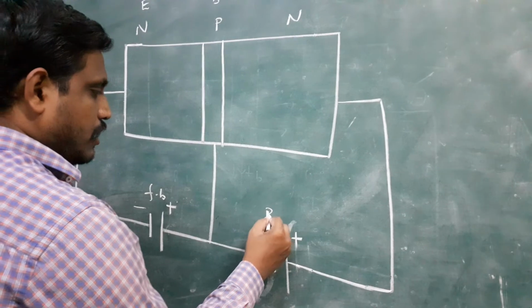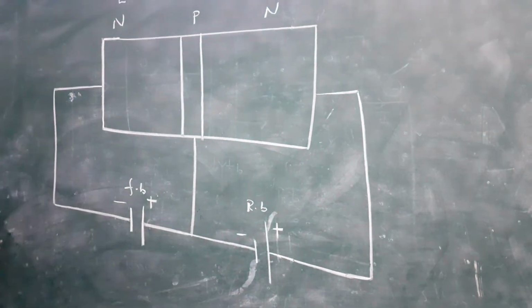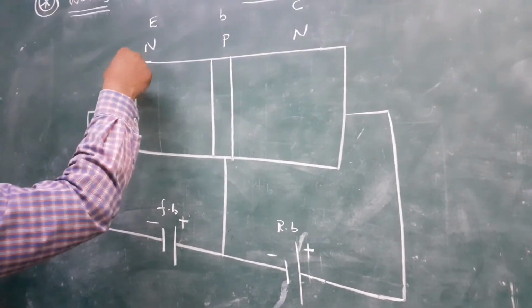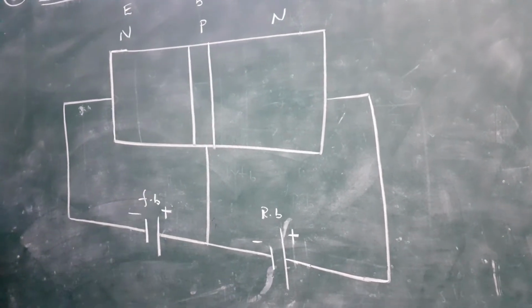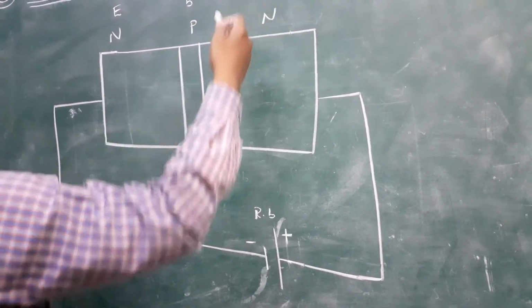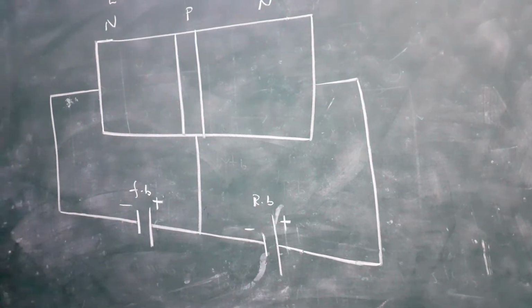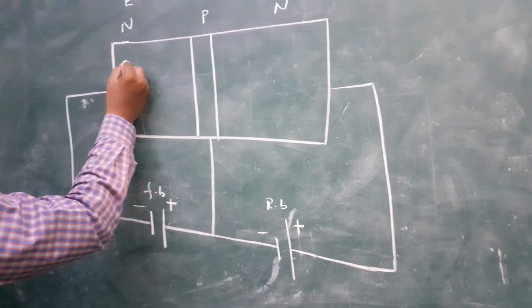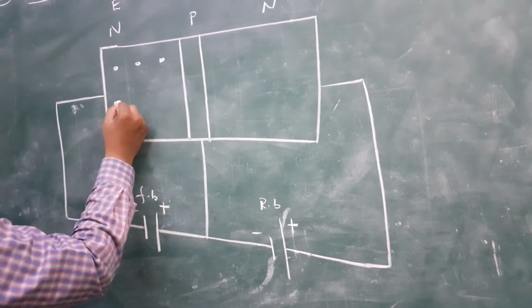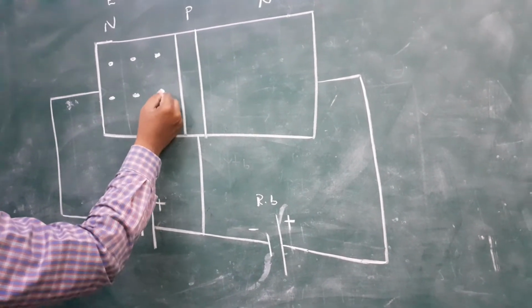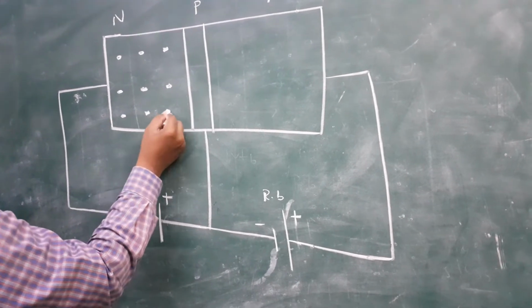Okay, here is the diagram. That means the emitter-base is always in forward bias, and the base-collector is always connected in reverse bias. In the N region, majority charge carriers are electrons.